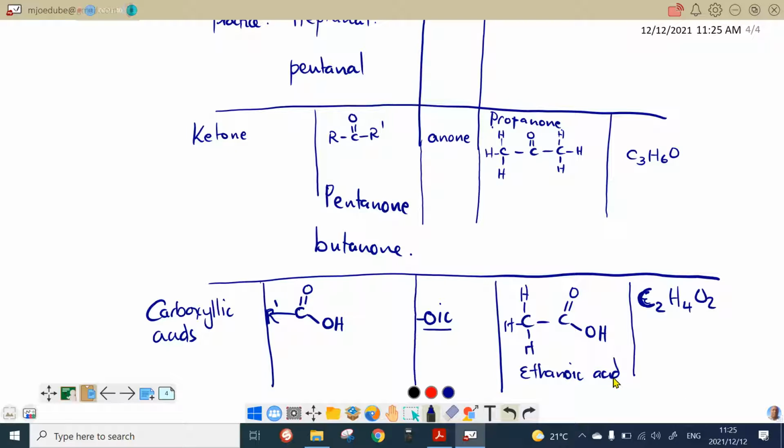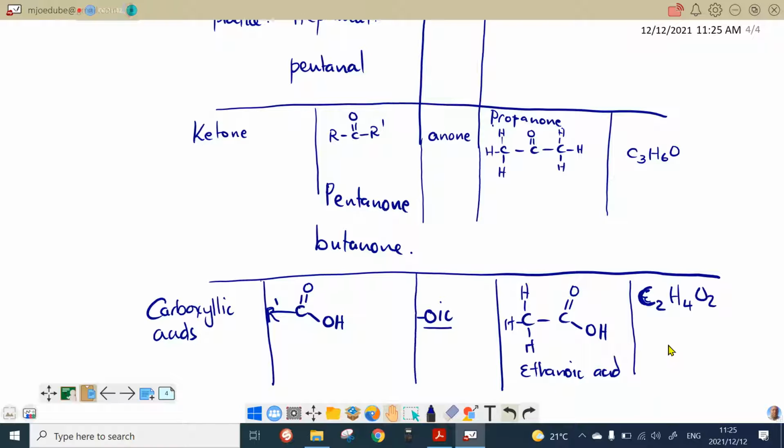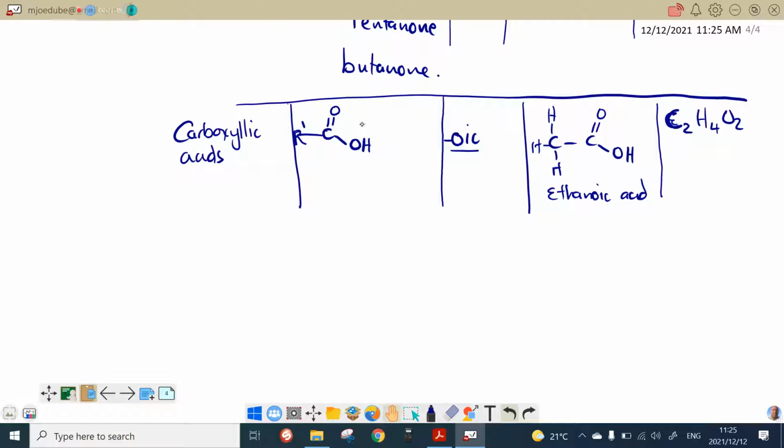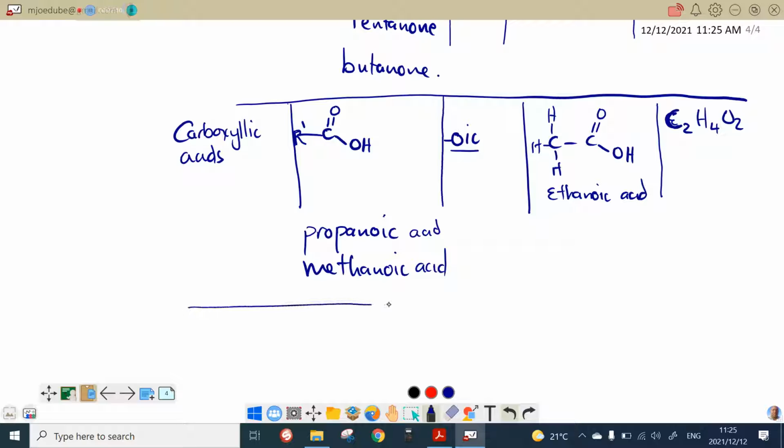So you could also be asked to give the structural formula and the molecular formula of the following acids: propanoic acid and methanoic acid. Right? So that is another homologue that you must be aware of.